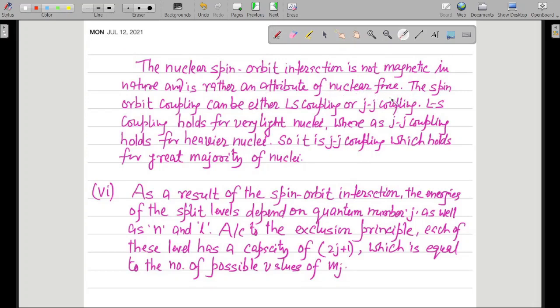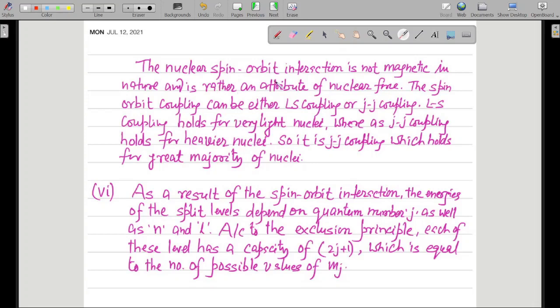The spin orbit coupling can be either LS coupling or JJ coupling. I have already told you there are two types of coupling possible, either LS coupling or JJ coupling. LS coupling holds for very light nuclei, whereas JJ coupling holds for heavier nuclei. I had already told you this particular fact also. If not told, then I am telling you now. And what is the difference between LS coupling and JJ coupling? I have already told you in the previous lectures. If you haven't watched them, then you can certainly go to the link in the description and start watching from the very first lecture. You will understand each and every concept very clearly then.